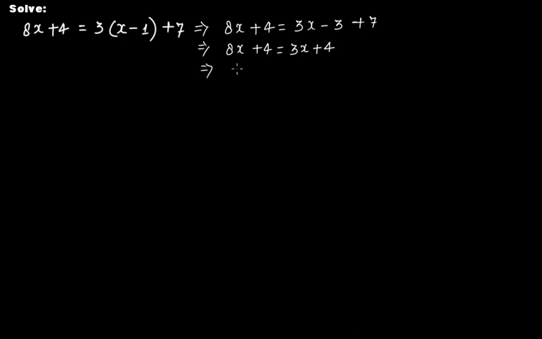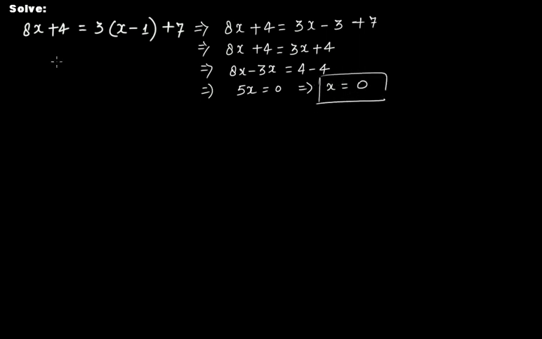From here you get 8x. Transpose this 3x to the left hand side, that is minus 3x, is equal to, at the same time you transpose 4 to the right hand side, so this is 4 minus 4. You get 5x is equal to 0. Therefore, if you divide both the left hand side and the right hand side by 5, you get x as 0.